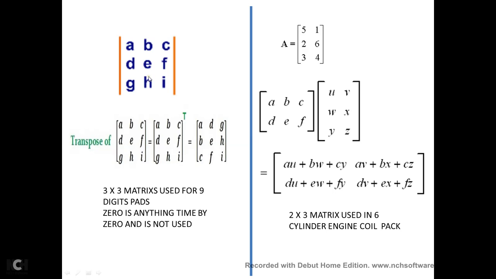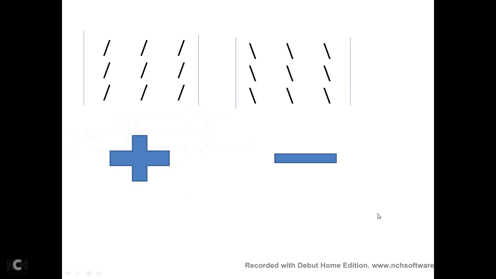Next over here we have a 9-digit, a 3x3 matrix on the top. This is how you do matrix algebra, and this would equal these equivalents. A 3x3 matrix is used for 9-digit pads, zeros, and anything times 0 is not used. And then you have your 2x3 matrix algebra over here, which is used in 6-cylinder engine coil packs. This would be if your 9-digit was positive, like consider the flow from this right here going through the path in a positive, negative type way.